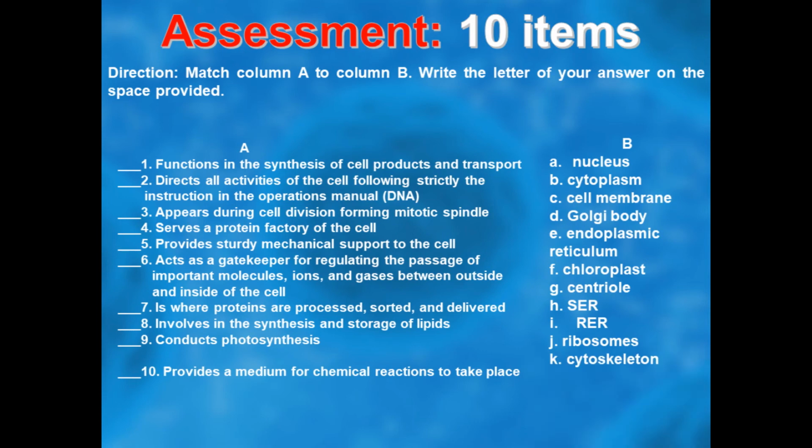Time's up. Let's now check your answers. For number 1, ma'am, letter E, endoplasmic reticulum. Number 2, letter A, nucleus. Number 3, letter G, centriole. Number 4, letter J, ribosomes. 5L, cytoskeleton. 6, letter C, cell membrane. 7D, Golgi body. 8M, vesicle. 9F, chloroplast. 10B, cytoplasm.